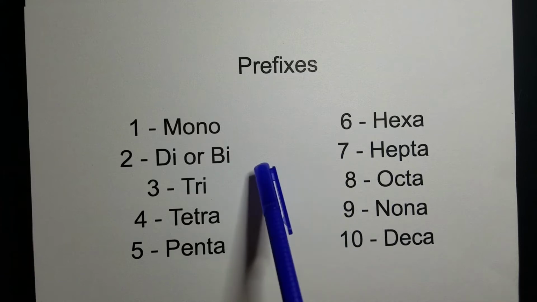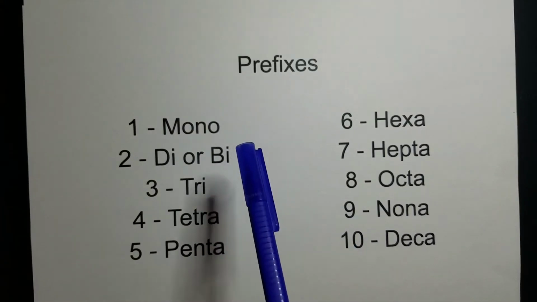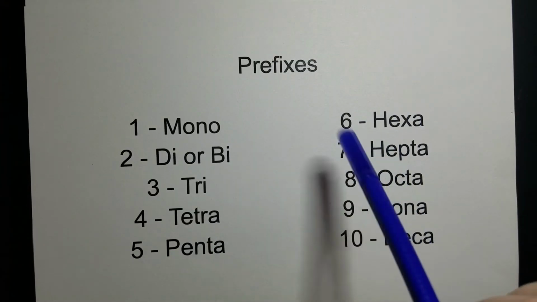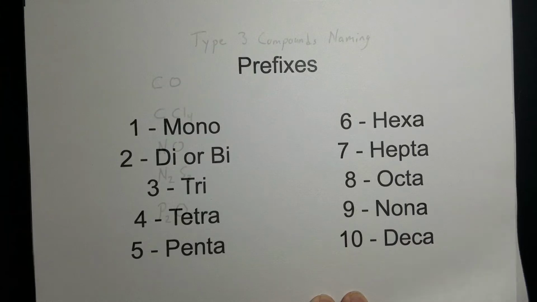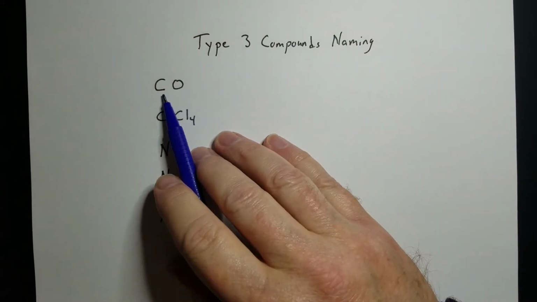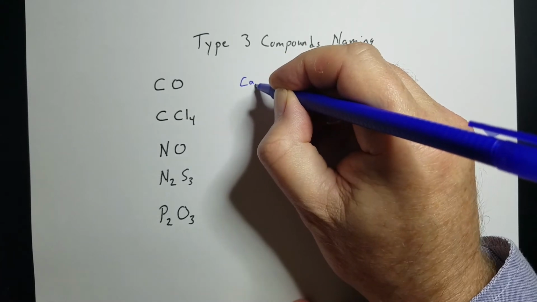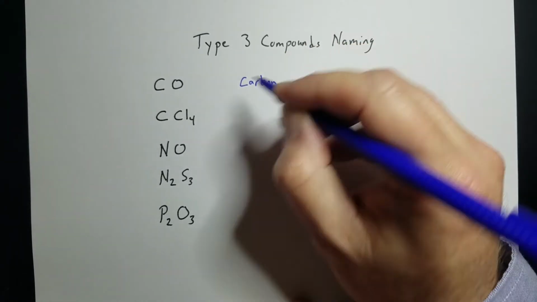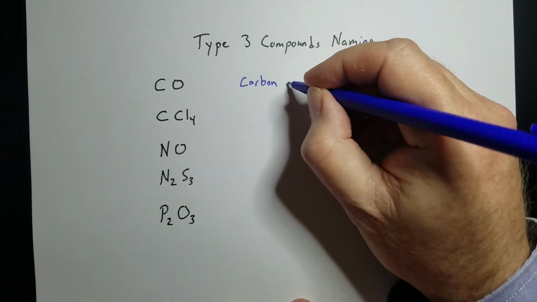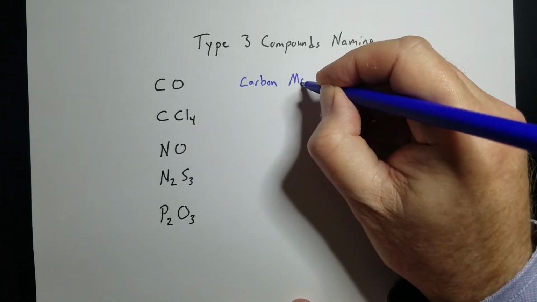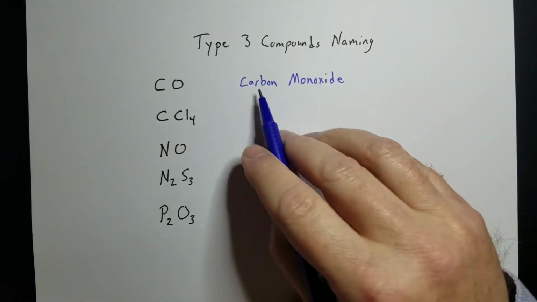And the way it works is the first element only gets a prefix if there's more than one of them. The second element always gets a prefix. So let's see how that works. So this first one, we got carbon and oxygen. So it'd be carbon, because there's only one of them. Since there's one oxygen and we have to use a prefix, it'd be mono oxide. So carbon monoxide.